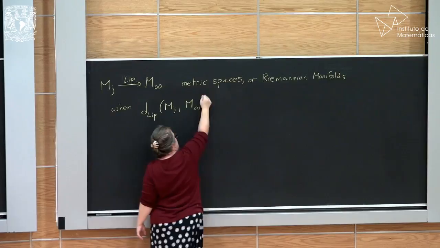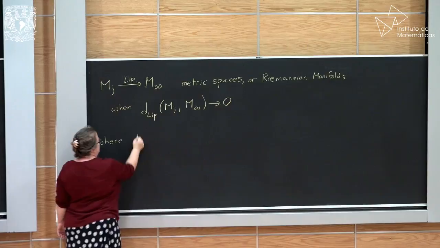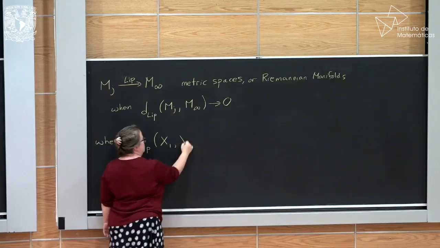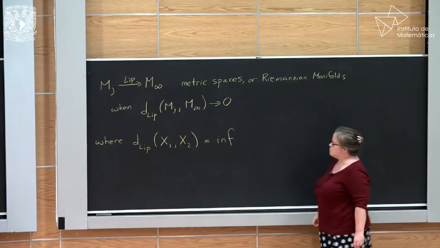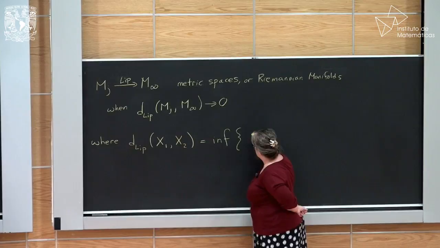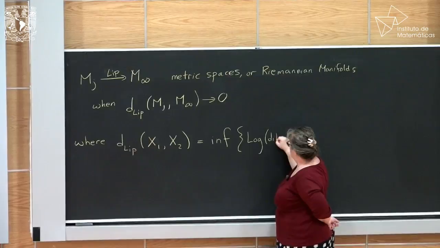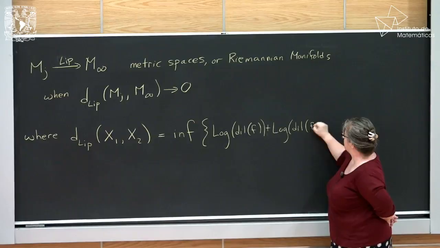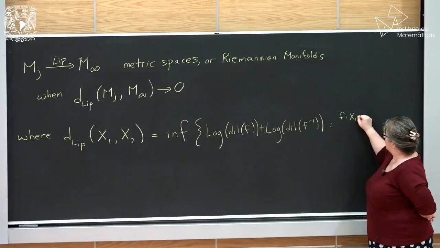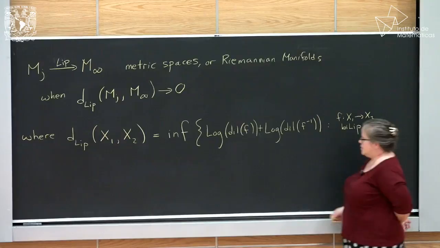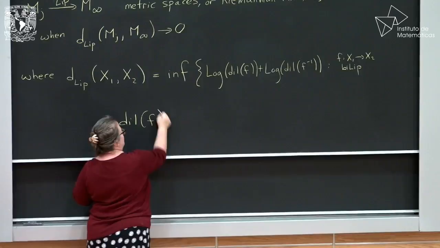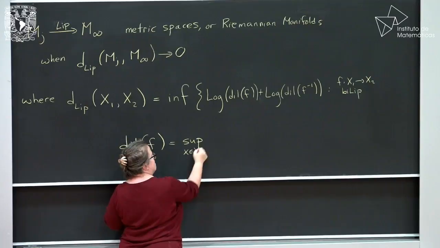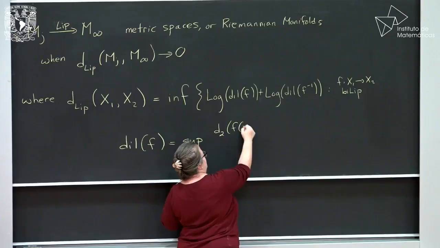where the Lipschitz distance between two spaces, X1 and X2, is equal to the infimum over all bi-Lipschitz maps f from X1 to X2 of the maximum of log dil f, log dil f inverse. The infimum is over all f from X1 to X2 which are bi-Lipschitz. And the dil of f is the supremum over all x and y in X1, x not equal to y, of the distance in X2 between f(x) and f(y), divided by the distance between x and y.